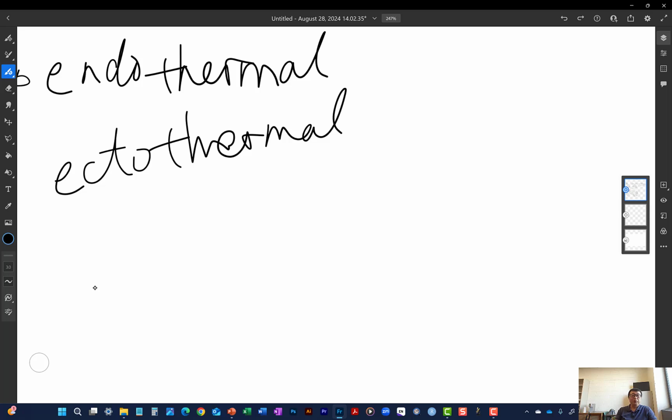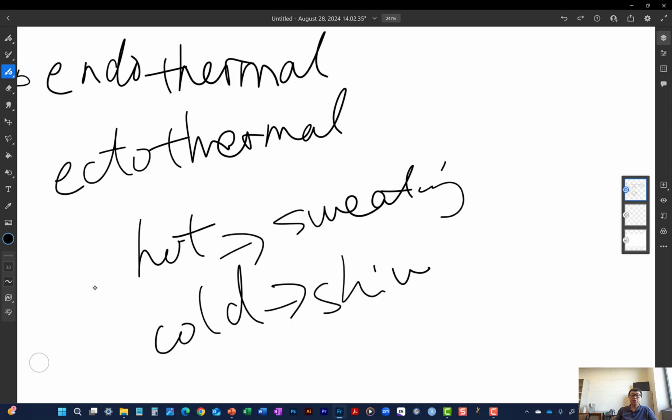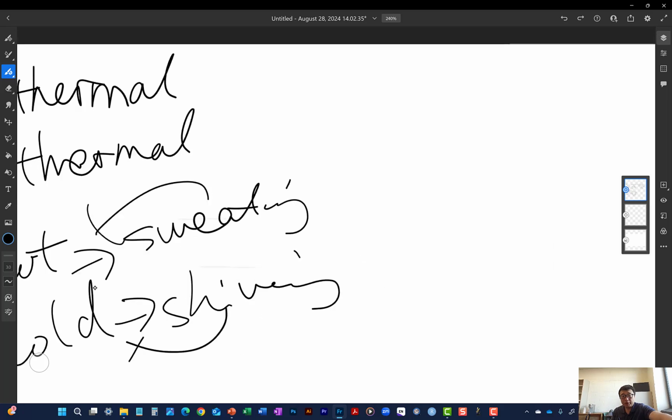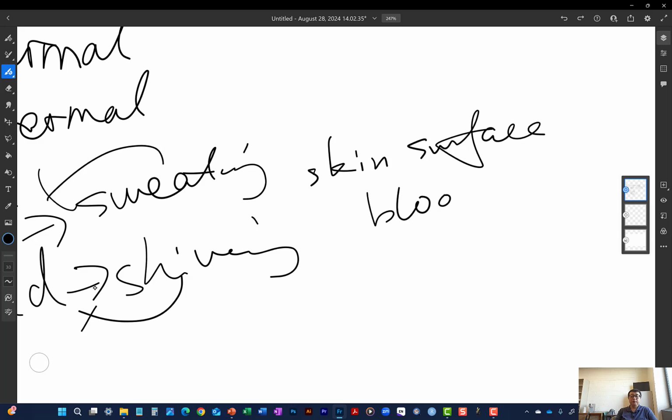So how can humans regulate our own body temperature? When we feel hot, humans sweat to reduce the temperature. When we feel cold, we shiver to generate more heat. When we feel hot, sweating reduces heat. When we feel cold, shivering reduces cold. That's one of the ways to regulate body temperature. And in human skin, there are also special ways to regulate body temperature. That is the skin surface blood vessels.